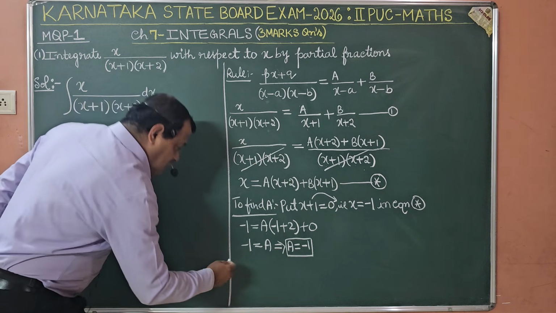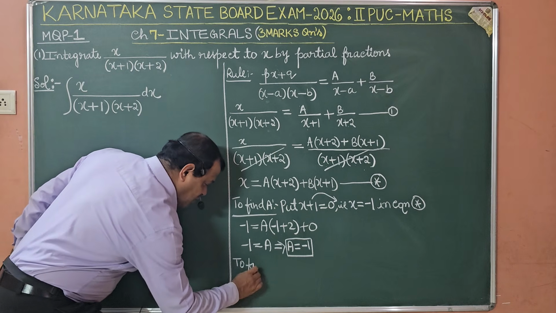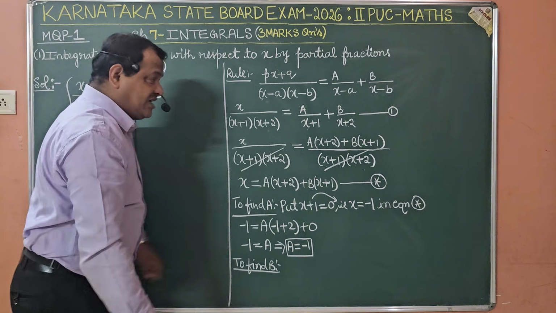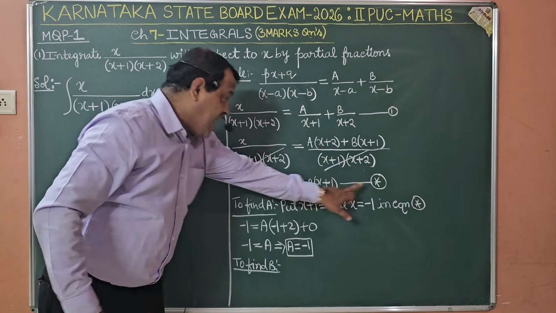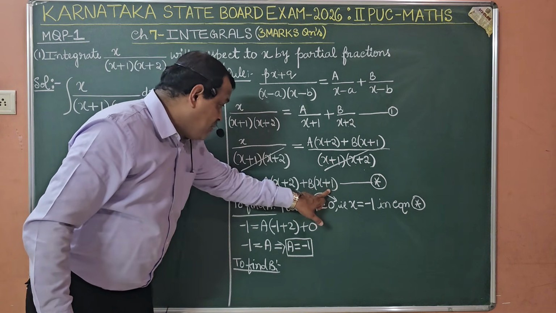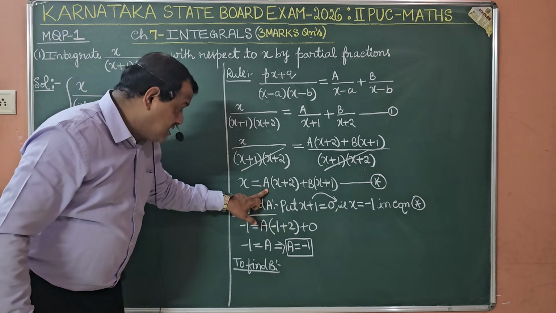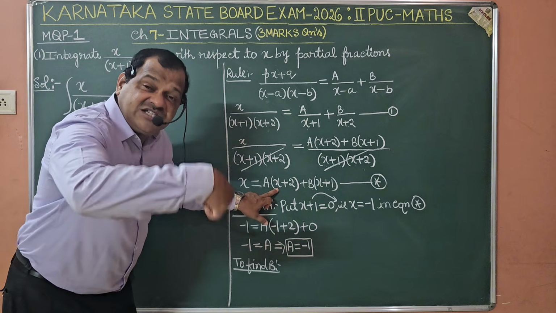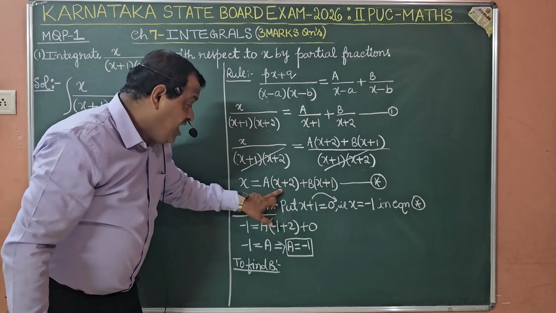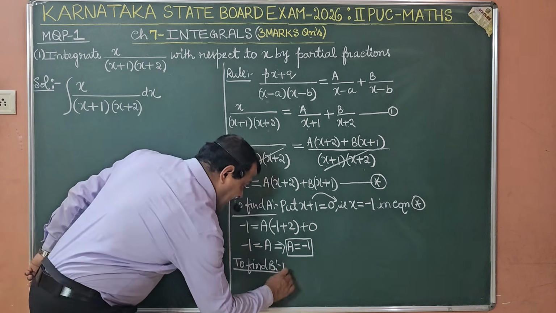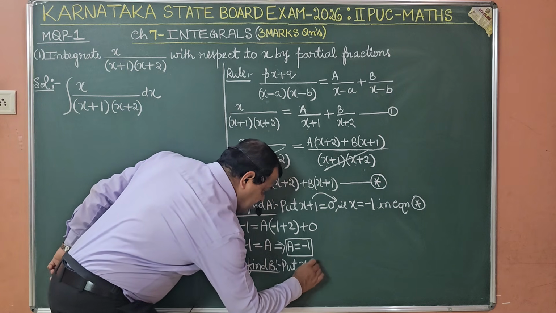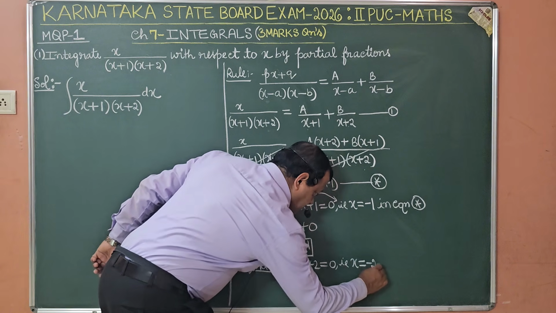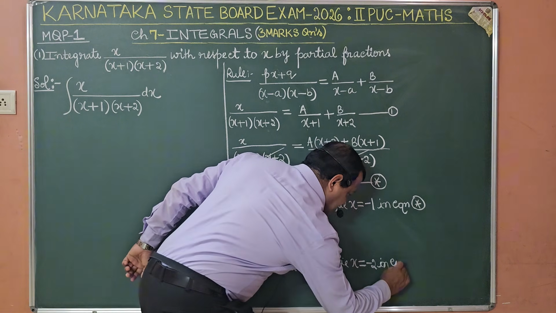Now I will teach you how to find the second unknown, which is capital B. To find capital B, my dear students, go back to equation star. Now don't put x plus 1 equal to 0, but make the first term 0. Not A equal to 0, since A is minus 1, but put its coefficient 0. What is the coefficient of A? X plus 2 equal to 0. So I will write, put x plus 2 is equal to 0, that is x is equal to minus 2 in equation star.